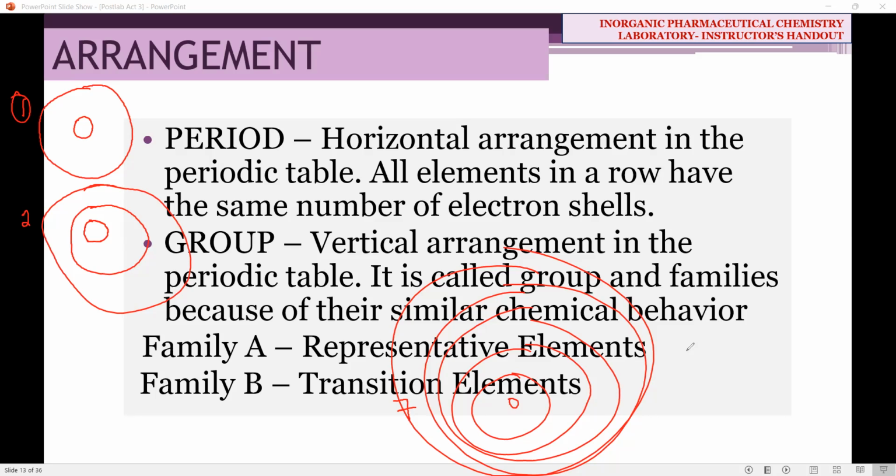What you need to remember: period is the horizontal grouping or arrangement of the periodic table. When you say horizontal, it is lying flat. Okay? Next term, we have the group.